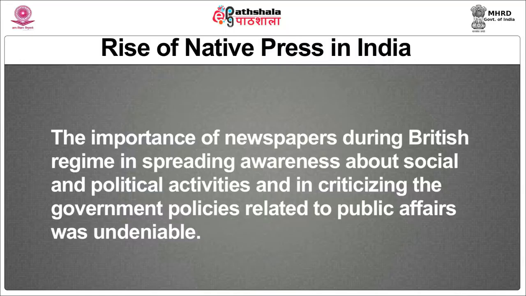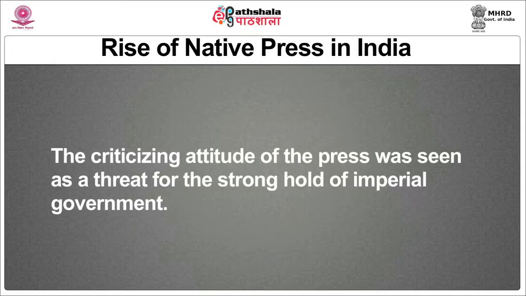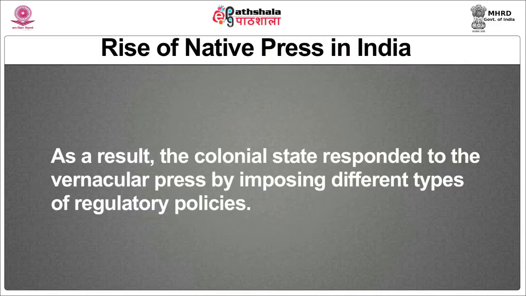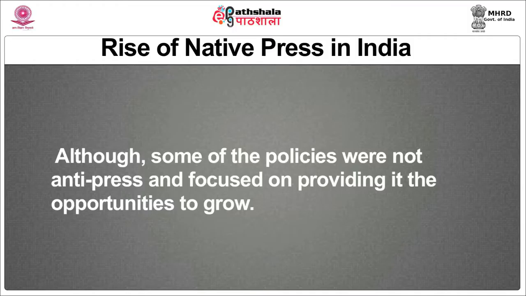The importance of newspapers during the British regime in spreading awareness about social and political activities, and in criticizing the government policies related to public affairs, was undeniable. The critical attitude of the press was seen as a threat to the stronghold of the imperial government. As a result, the colonial state responded to the vernacular press by imposing different types of regulatory policies, although some of the policies were not anti-press and focused on providing it opportunities to grow.